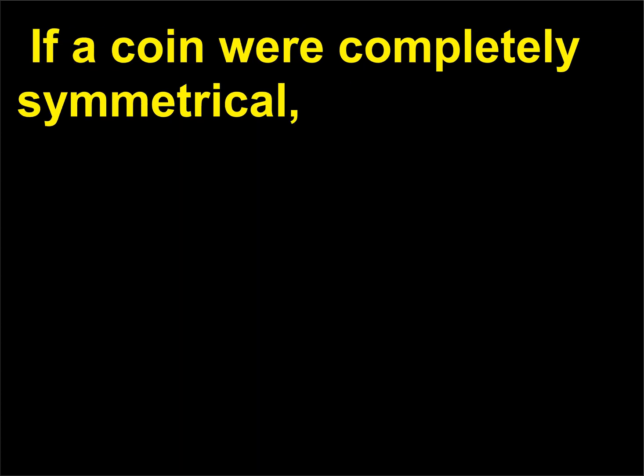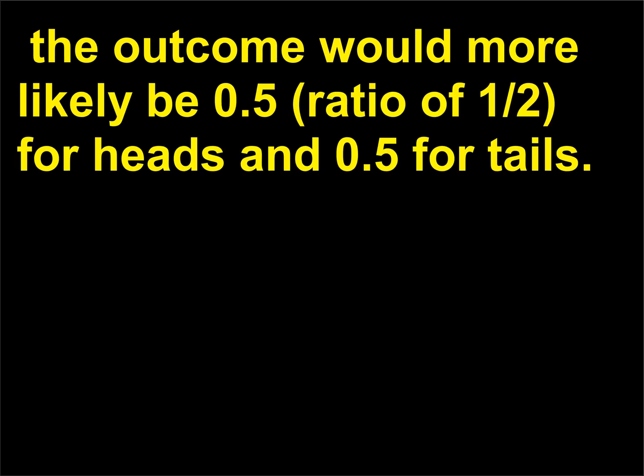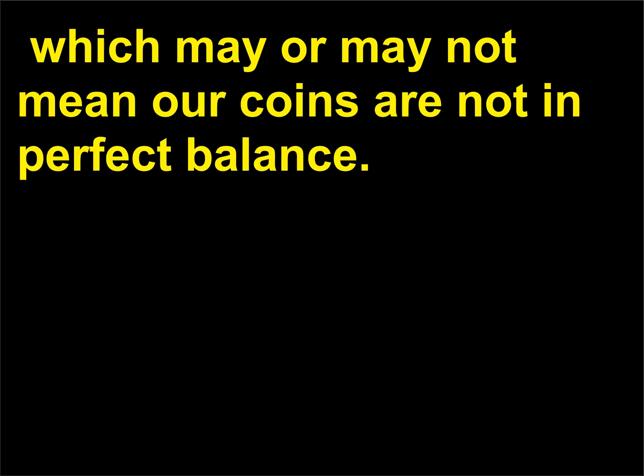If a coin were completely symmetrical, the outcome would more likely be 0.5, a ratio of 1/2, for heads and 0.5 for tails. As we all know, it never comes out that way, which may or may not mean our coins are not in perfect balance.